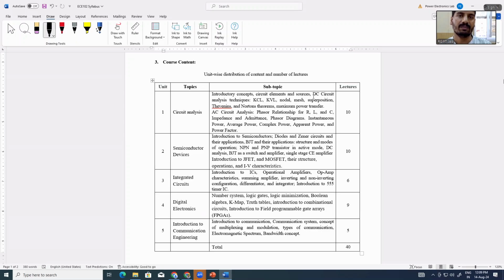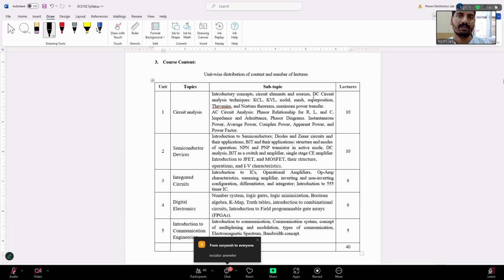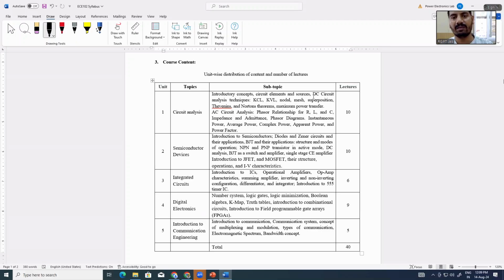Cell, resistor, load, ammeter, voltmeter, capacitor. There are two types of circuit elements, passive elements and active elements. In the category of passive elements, mostly we will talk about resistor, inductor, and capacitor. These are passive elements.